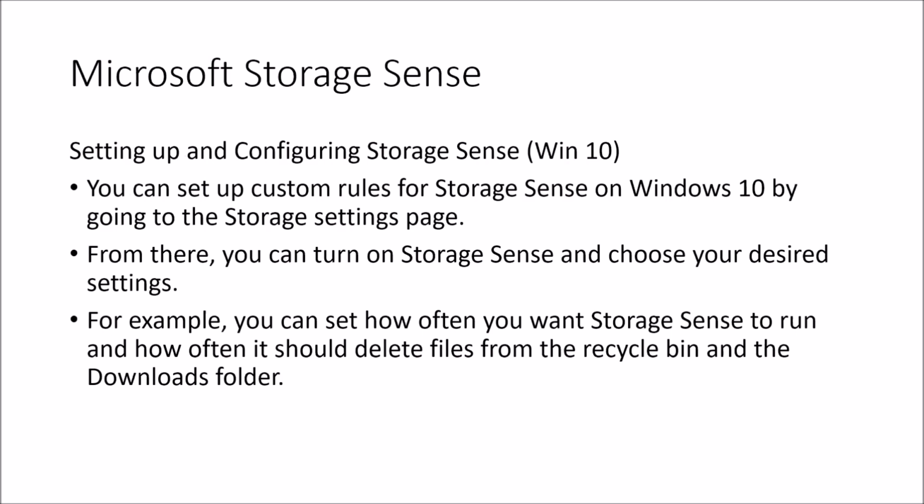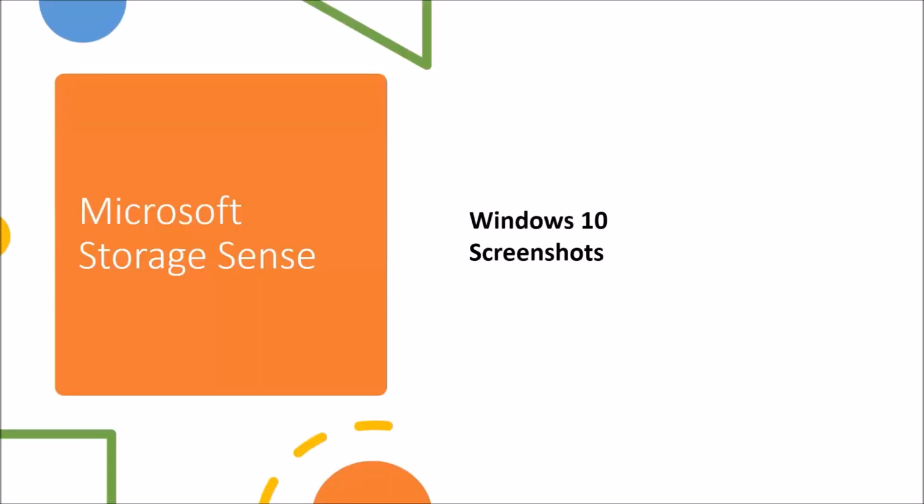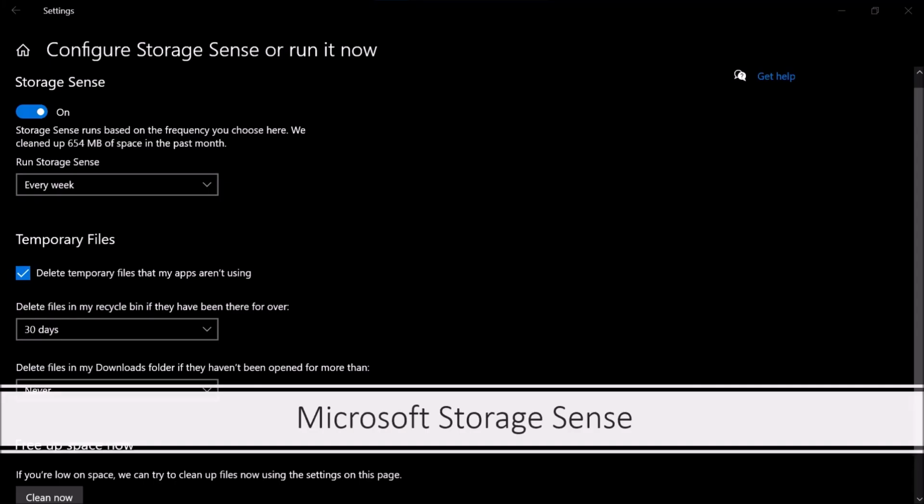To set up and configure Storage Sense in Windows 10, you can set it up with custom rules by going to the storage settings page. From there, you turn on Storage Sense and choose your desired settings. For example, you can set how often you want Storage Sense to run and how often it should delete files from the recycle bin and the downloads folder. I'm going to show you some screenshots.